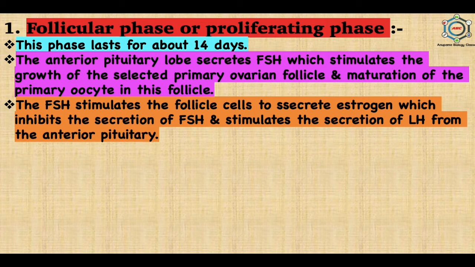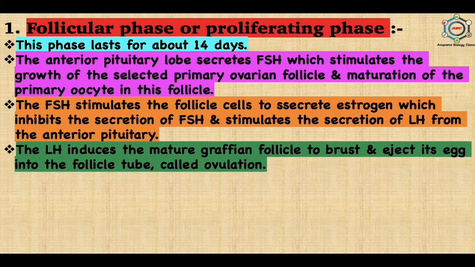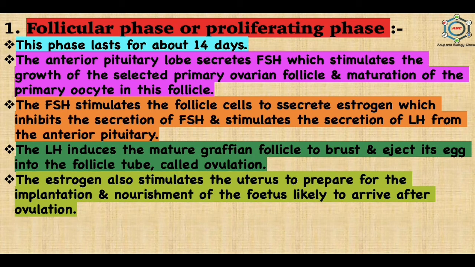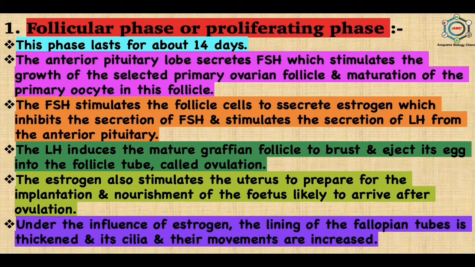Then, the FSH stimulates the follicle cells to secrete estrogen, which inhibits the secretion of FSH and stimulates the secretion of LH from the anterior pituitary. The LH induces the mature ovarian follicle to burst and eject its egg into the fallopian tube, called ovulation. The estrogen also stimulates the uterus to prepare for the implantation and nourishment of the fetus likely to arrive after ovulation. Under the influence of estrogen, the lining of the fallopian tubes is thickened and its cilia and their movements are increased. So all these events occur in the follicular phase.